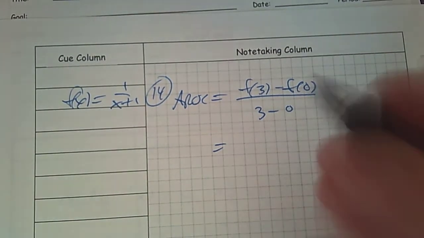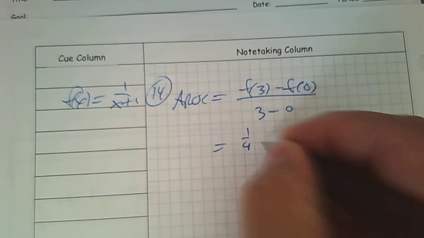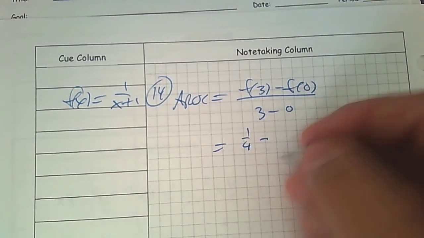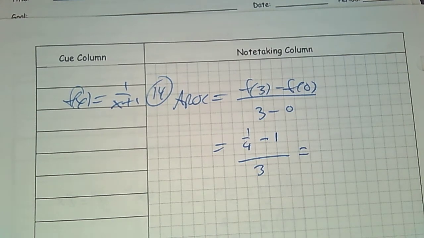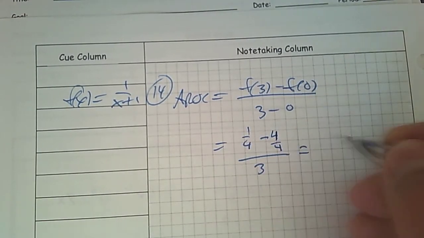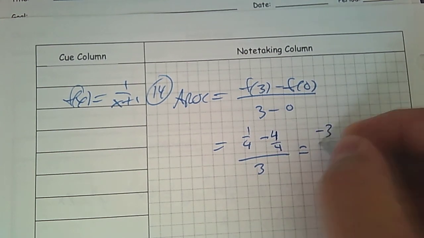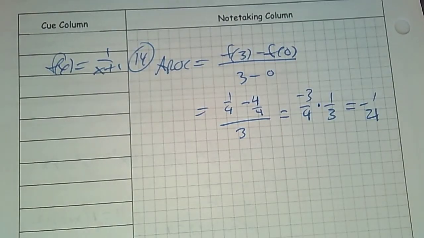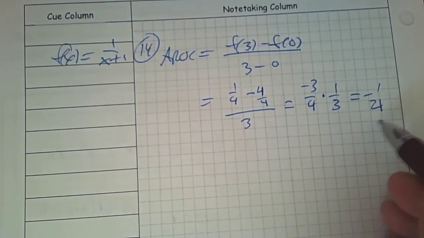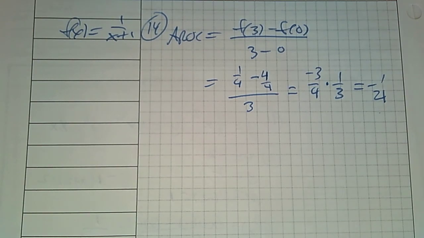So if I plug 3 in, 3 plus 1 is 4, so that's a quarter. Plug 0 in, 1 divided by 1, that's 1. And then that's over 3. Now if I wanted to simplify this, I would change the 1 to 4 over 4. So 1 take away 4 is negative 3/4, and then times the reciprocal, the 3's divide out, and you get negative 1/4. The power in that is when you have a multiple choice question and you need to be able to find your way through to finding that answer to be able to circle.